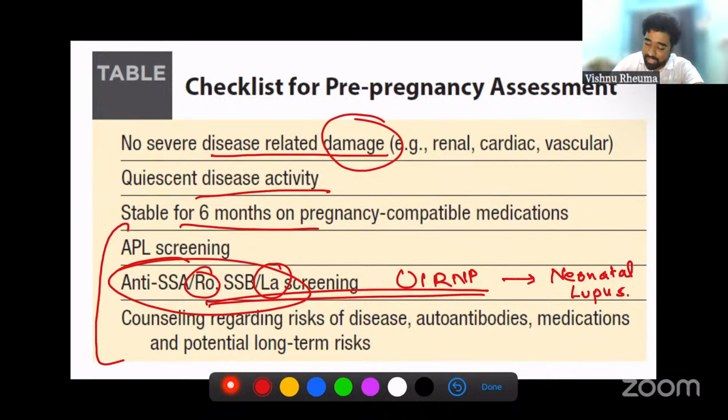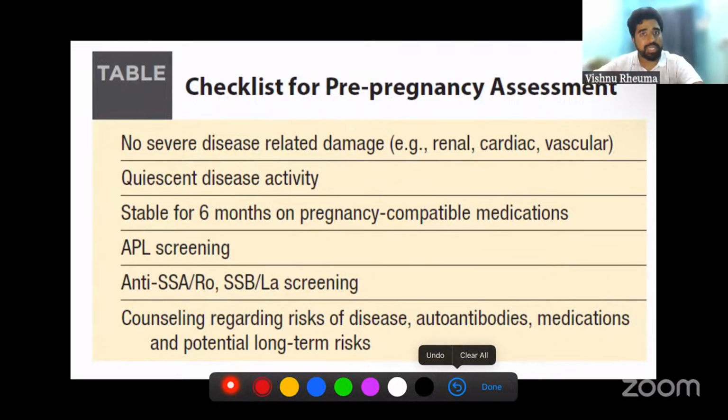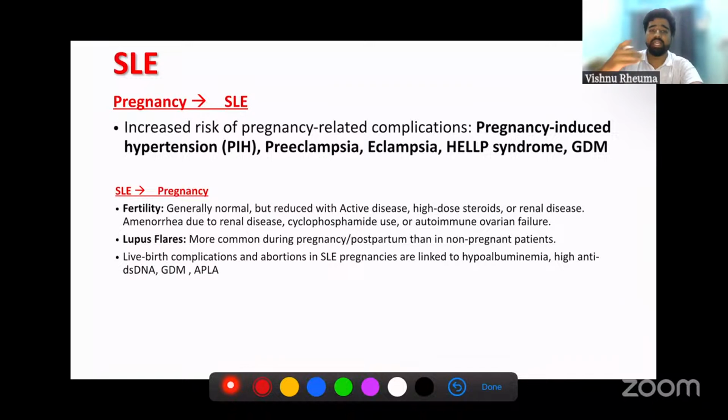So 6 months. And also you should remember, apart from all these, if the patient has an autoimmune rheumatic disease in the pregnancy, what did I tell you? That you should always vaccinate the patient, especially for influenza and pneumococcus as well. Then we come to SLE. So we'll be going through each of the diseases, how the disease impacts pregnancy and how pregnancy impacts the disease.